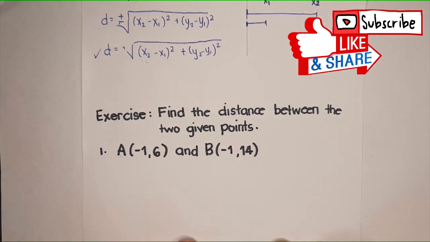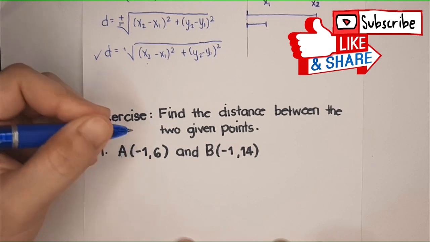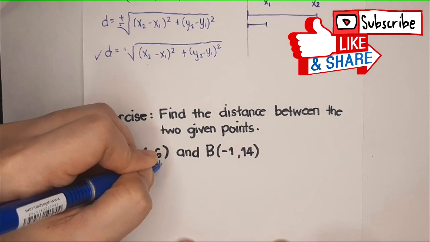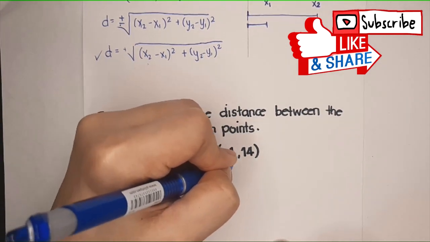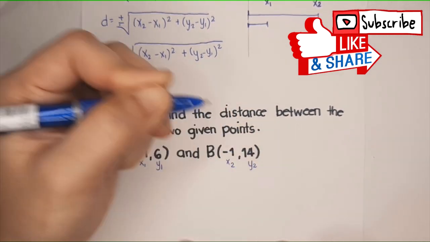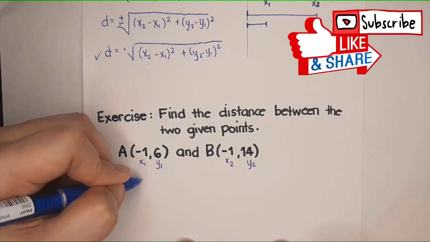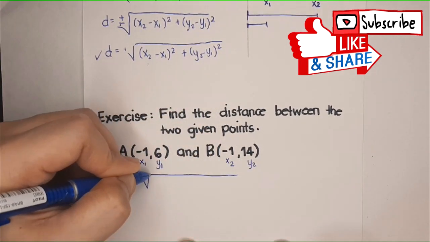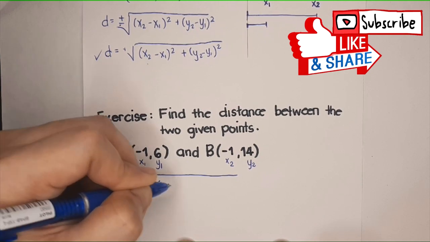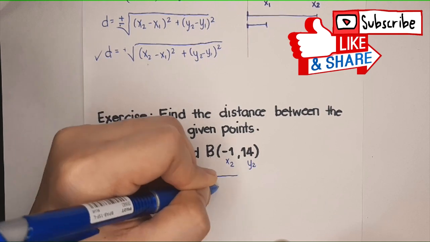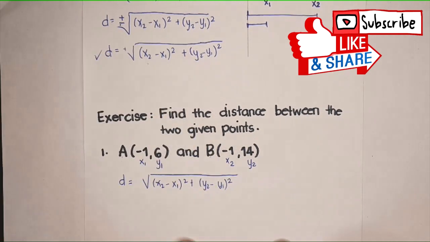When you have points like that, you label them. What do I mean by that? You label it x1 and its partner y1. This is x2 and this is y2. And then you write the formula: the square root of x2 minus x1 squared plus y2 minus y1 squared.